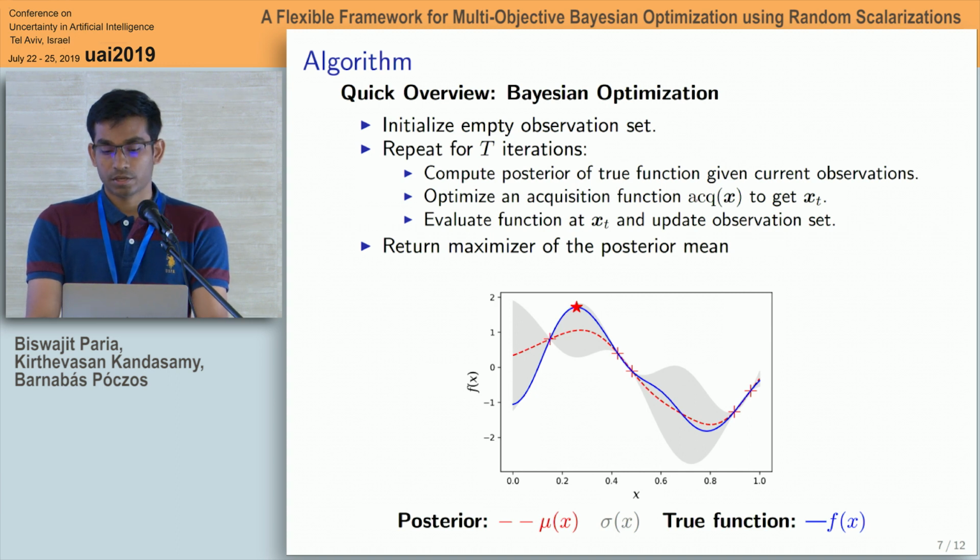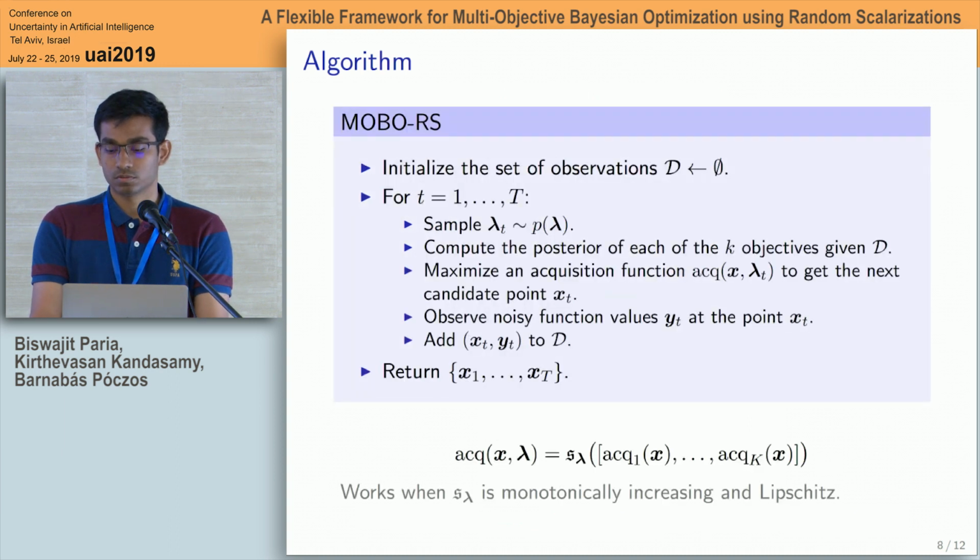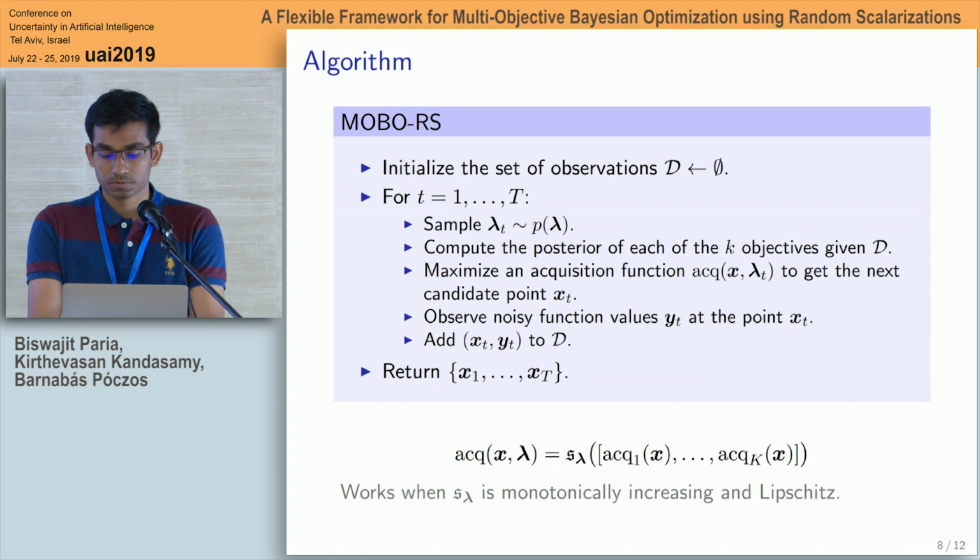Next, we optimize an acquisition function, which depends on the posterior, to get the next candidate point xt. We evaluate the function at xt, update our observation set, and keep repeating this for t iterations. Then we return the maximizer of the posterior mean. One can also return the maximum of the observed values, or there are multiple variants of this.